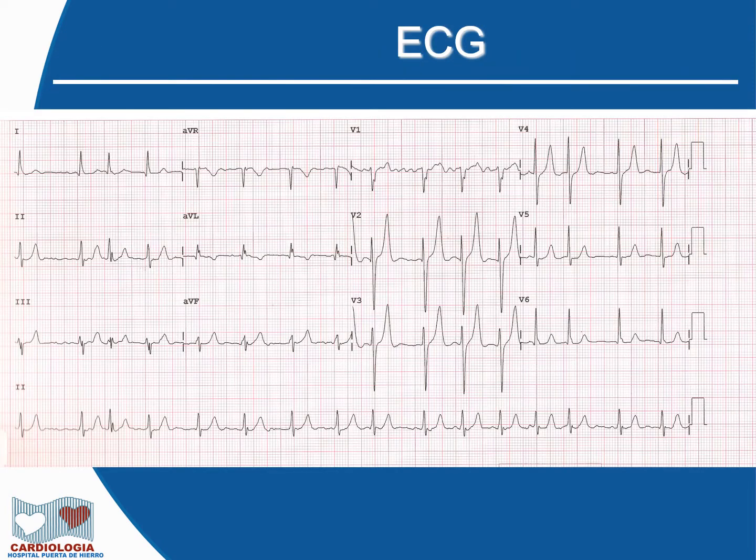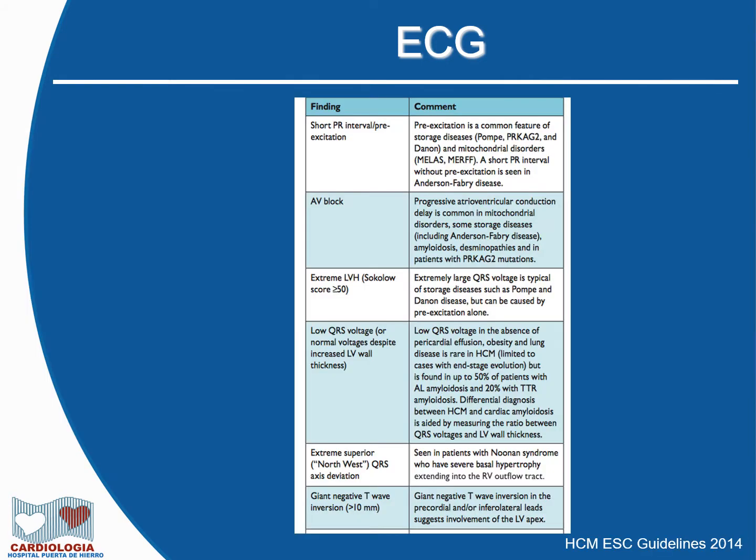Our first test we can run in a patient where we suspect hypertrophic cardiomyopathy is an ECG. So here you can see an example where you can see very high voltages in the QRS and also very peaked T waves. However, there are several types of hypertrophic cardiomyopathy and some phenocopies that can show different characteristics in the ECG.